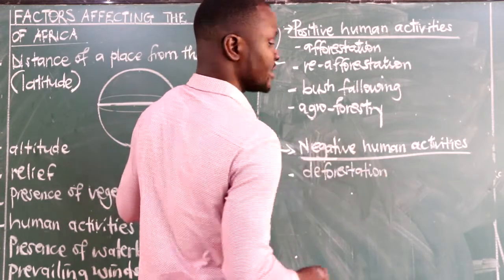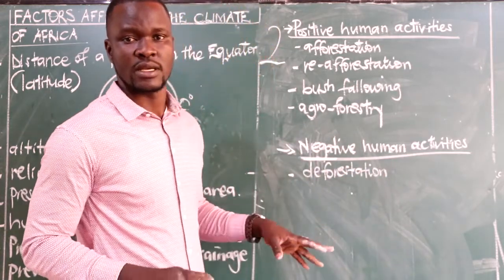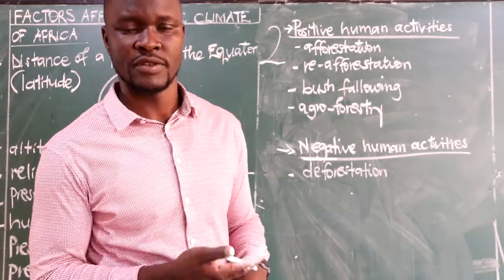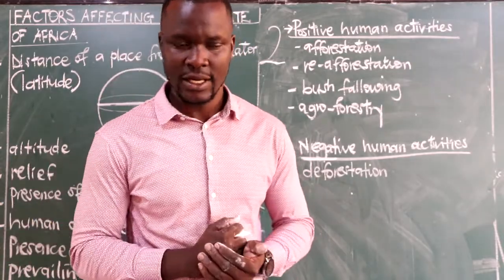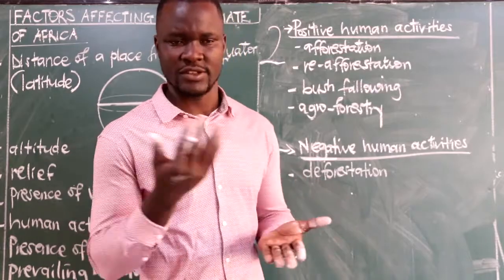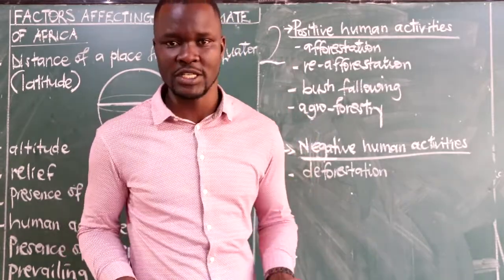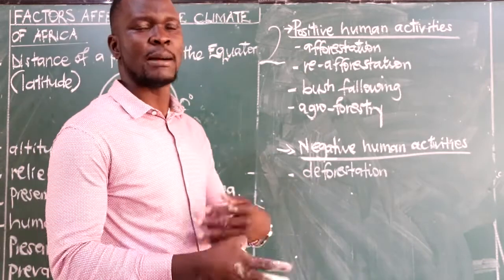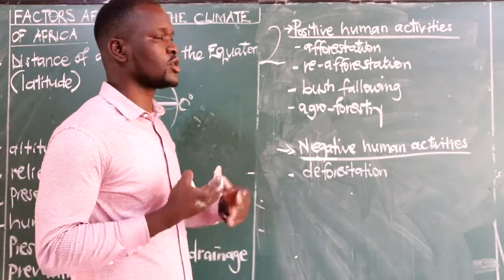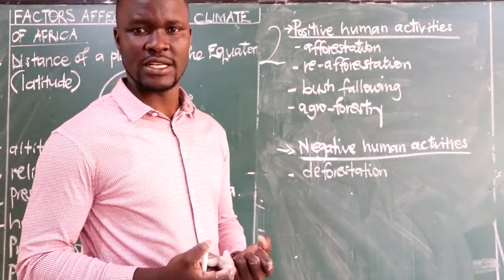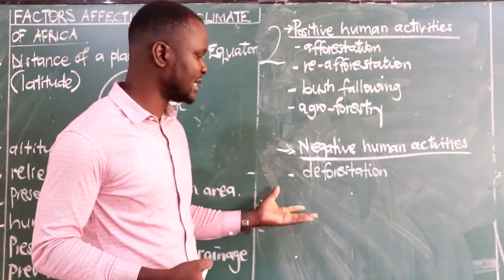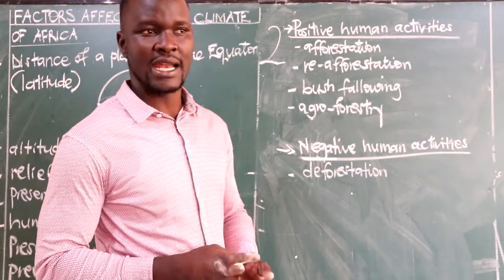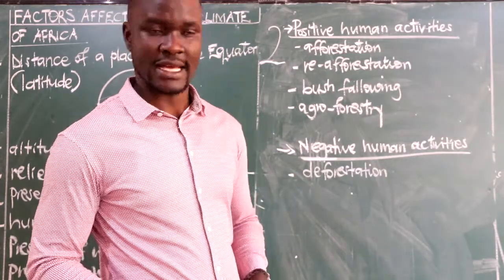Remember, deforestation means the cutting of trees on a large scale. So if man clears trees that would help in rain formation, automatically we expect the climate to become worse. This area is going to receive a lot of sunshine, prolonged sunshine, which can lead to desertification. That is an area turning into a desert.